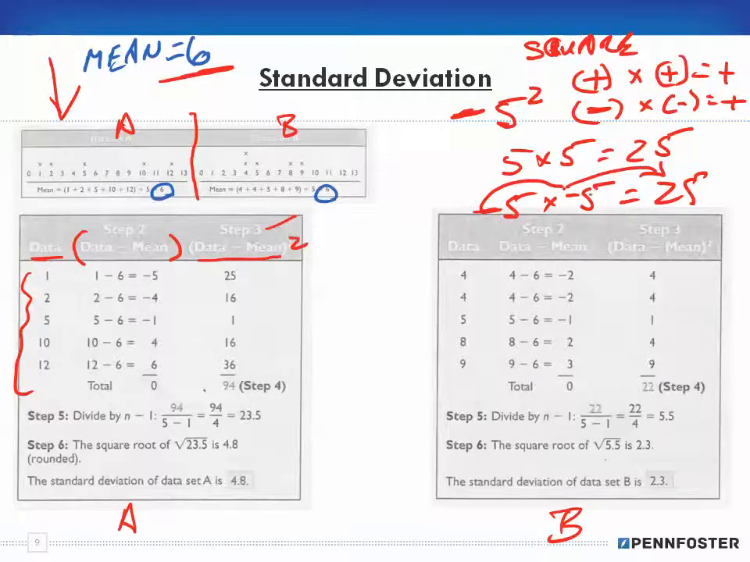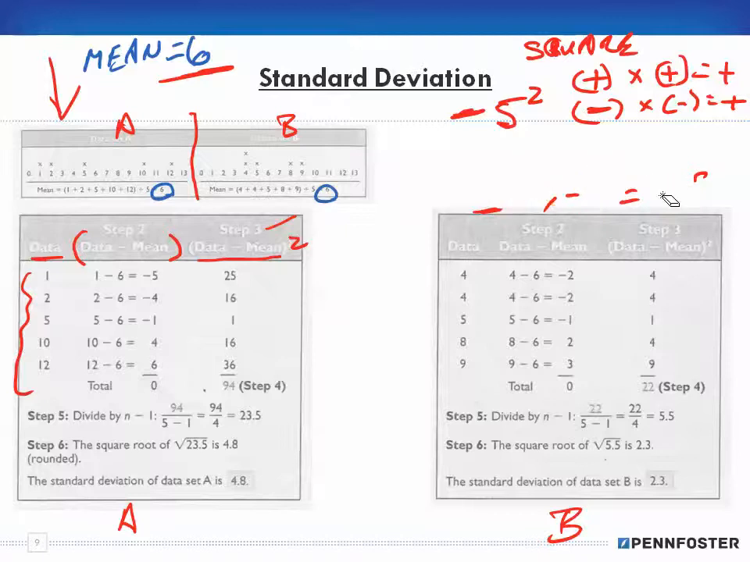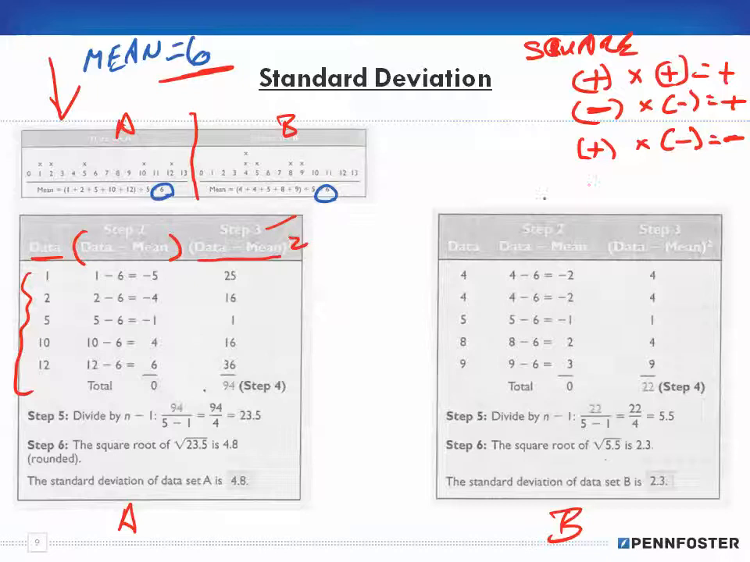If you have a positive number and you multiply it by a negative number, you end up with a negative number. That's the way that works. So whenever I'm squaring these numbers, even though this is a minus 5 and I'm going to square it, all I need to do is think, because it's a minus, right?